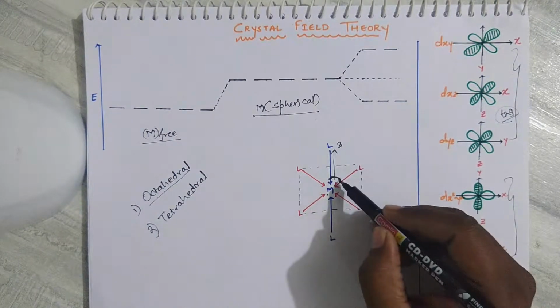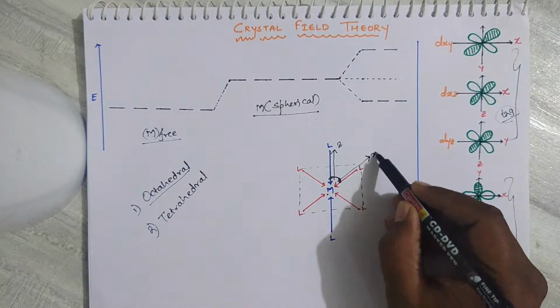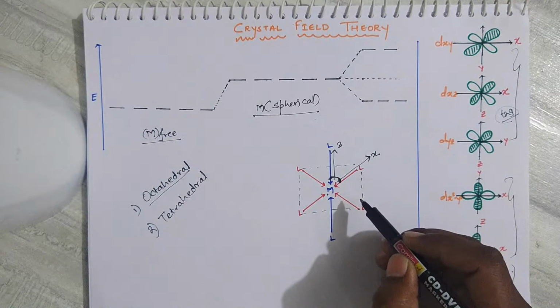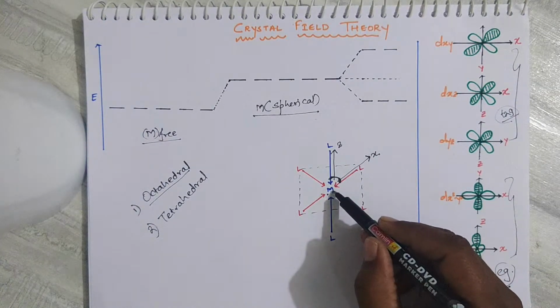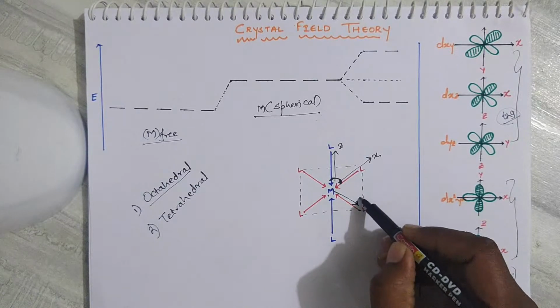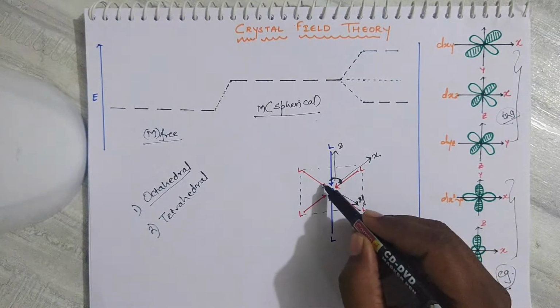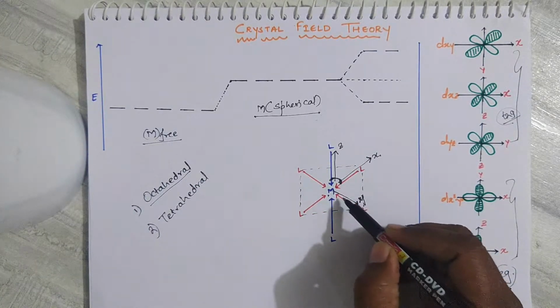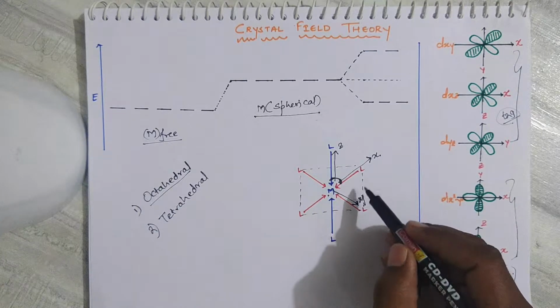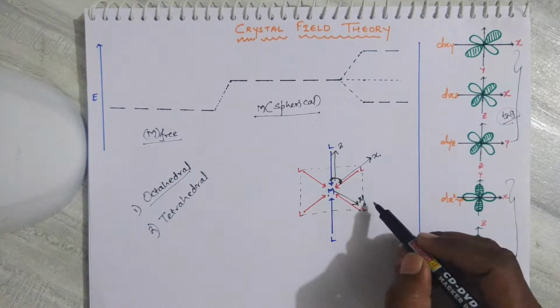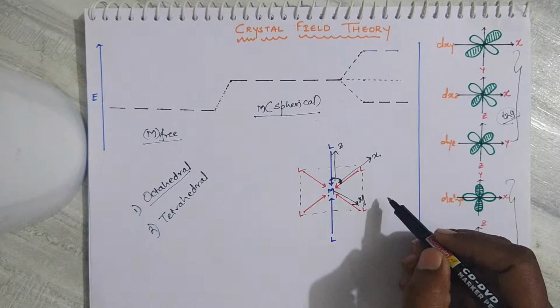So this is the z axis, then you have an x axis, and what else do you have? This one is the y axis. If you extend all these axes, your ligands are approaching along the axes when you are having an octahedral complex formation.